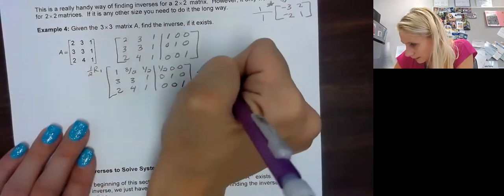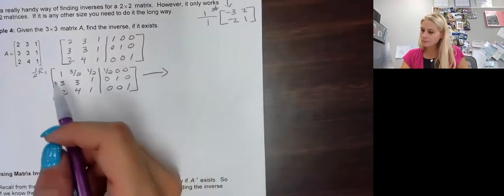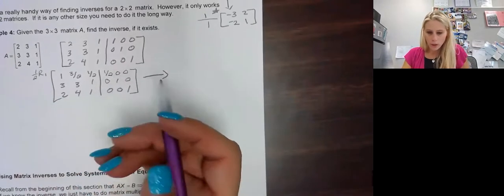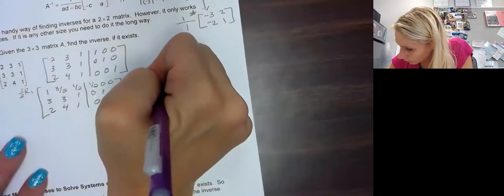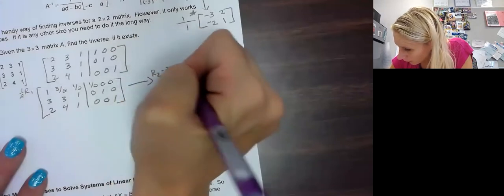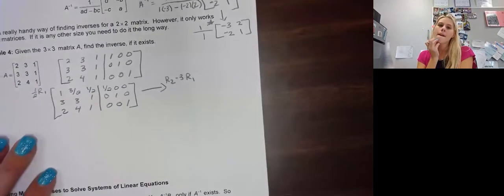All right, what are we going to do next? I want to make this 0, right? So it looks like I am going to take row 2 and subtract 3 of row 1 from it. Okay? Sorry, guys. All right.